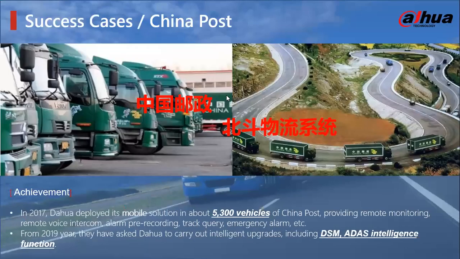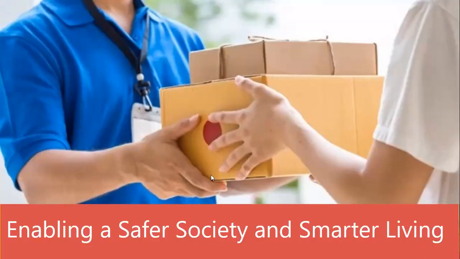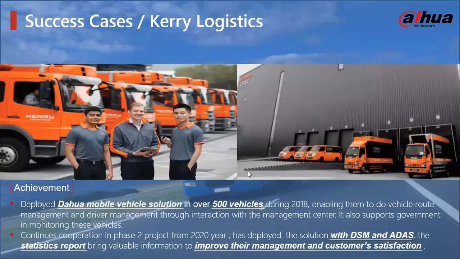Some of the success cases that have been covered include China Post and Kerry Logistics. You can search for these logistics companies online. In China Post, you can see we have 5,500 vehicles, quite a number, with technologies like DSM cameras and ADAS cameras deployed on such sites.